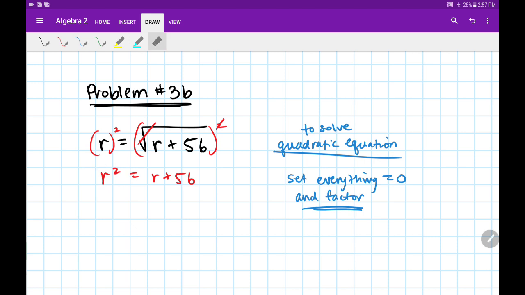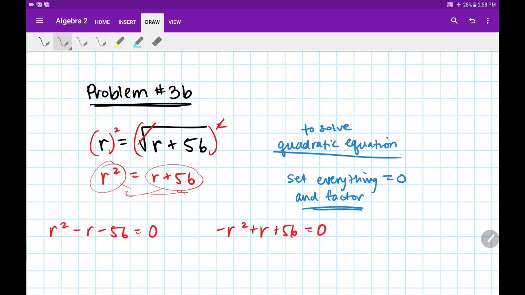So we have two options. We can either bring these guys to the left, like this, if I minus r and minus 56, or I can bring this guy over to the right and be negative r squared plus r plus 56 equals 0.